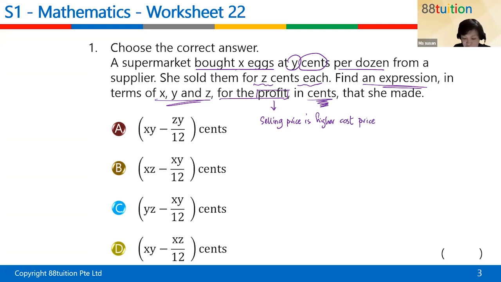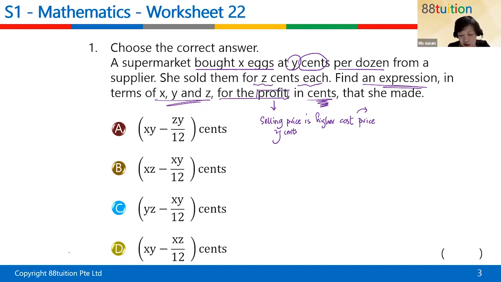So where is the selling price of the egg? Z cents, right? Not correct? Then what is the cost price? Don't know yet, right? He knows that he bought X eggs at Y cents per dozen. So let's take a look at how we are going to use this to solve.